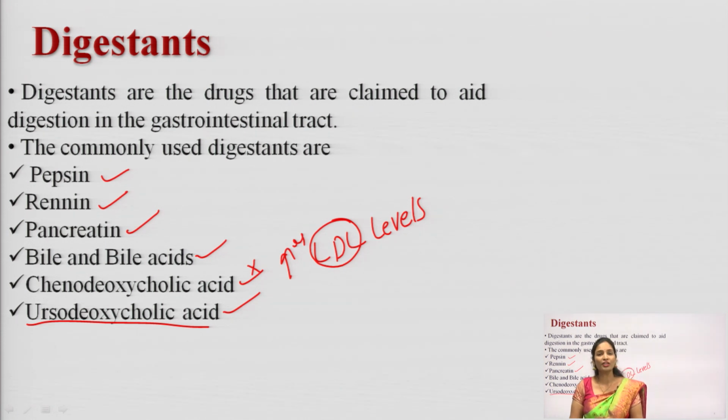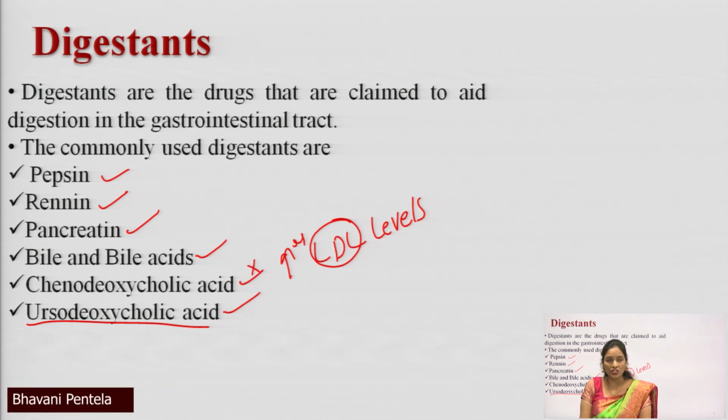Digestants are the drugs which can increase digestion. How do they increase digestion? They increase digestion through the digestive juices. In digestants we discussed pepsin, renin, bile and bile acids, pancreatin, chenodeoxycholic acid and ursodeoxycholic acid. These are all the common digestants used to treat digestion problems. So, these are all the digestant drugs.